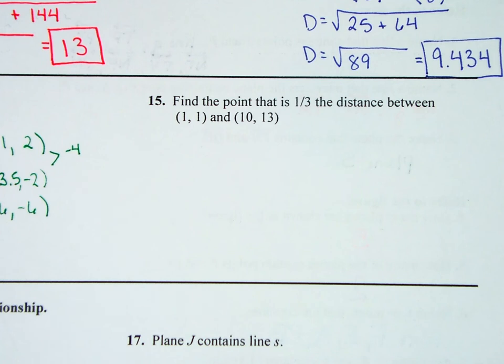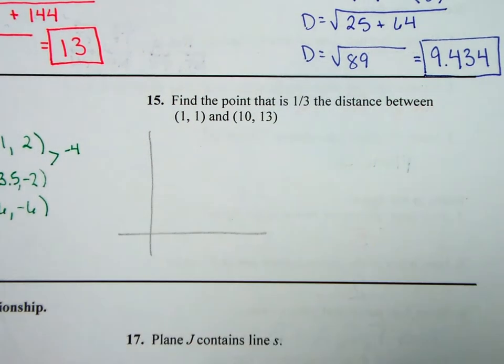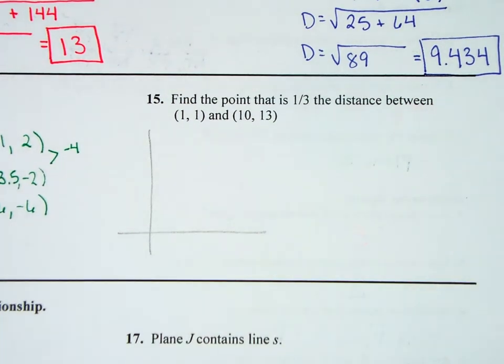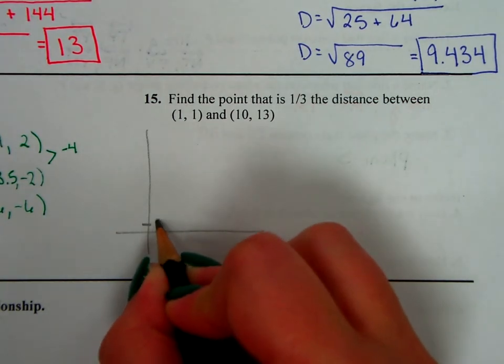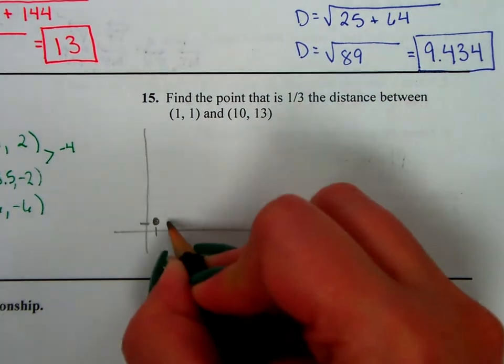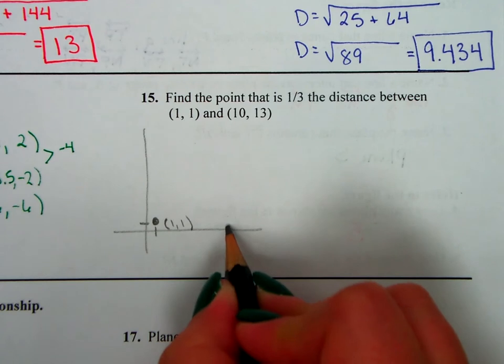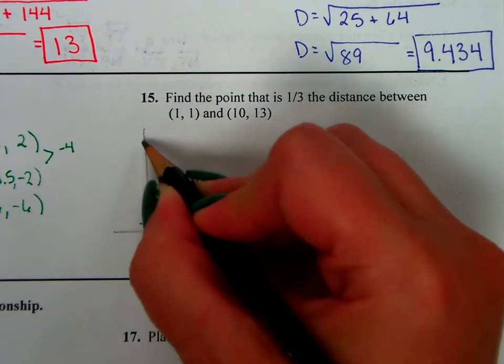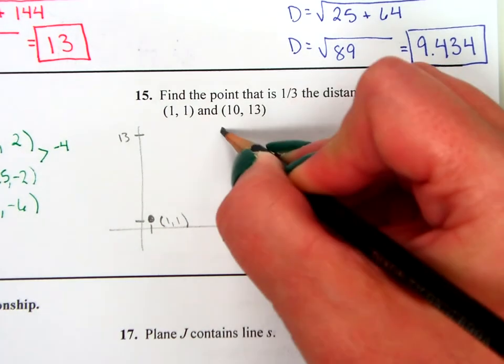Find the point that is 1/3 the distance between (1, 1) and (10, 13). If I were to sketch that graph, everything's positive, so I'm going to make a positive graph. I'm just going to make myself a little sketch because for me personally that's easier. If I can see whether I'm going left or right, up or down. (1, 1) would be close to the origin. And then (10, 13), if I go out to 10 and up to 13, is going to be somewhere up here.